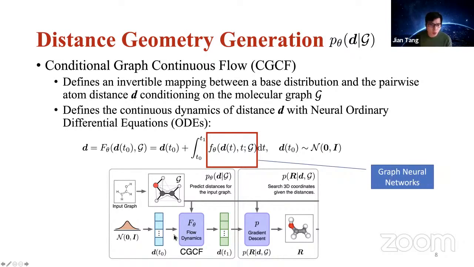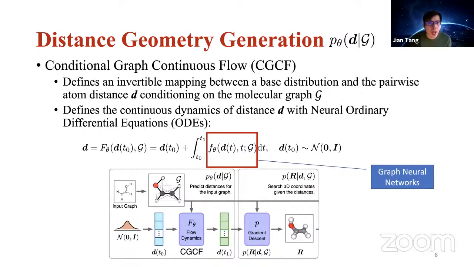In practice, one thing we can do is apply multiple discrete layers of neural network to define the transformation. But instead of defining discrete dynamics of the distance, we actually define continuous dynamics of the distance, with some of the latest progress in deep learning, called the neural ODE mechanism. Basically, in the neural ODE mechanism, we define the derivative of the distance over time using a neural network, which is the f_theta here. Specifically, we use a graph neural network because this is conditioned on the molecular graph.